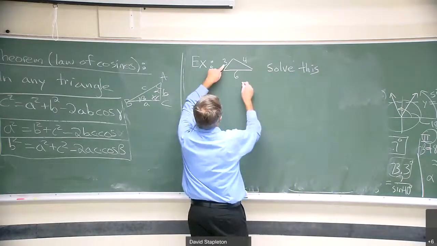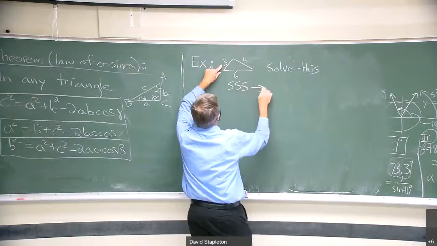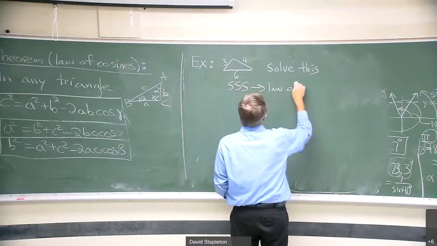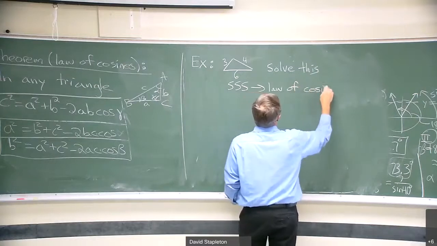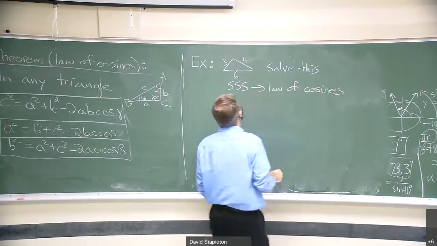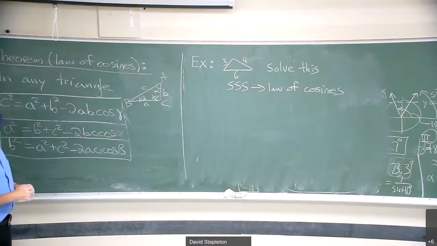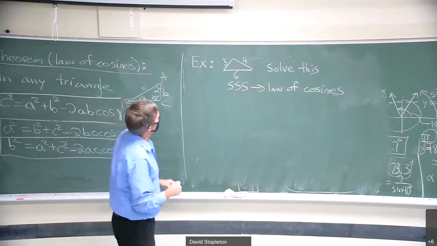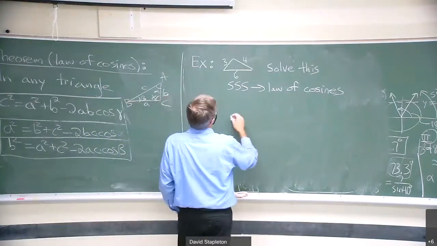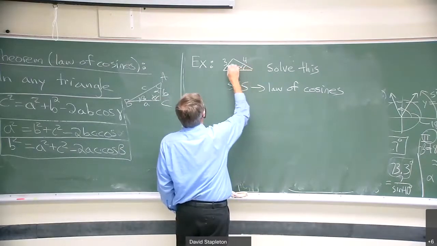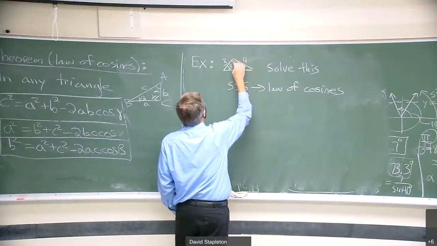You look at it and say, oh, this is side, side, side data. This time I'm going to use the law of cosines. So side, side, side, and side angle side use the law of cosines. Everything else is the law of sines. Cosines will make this easy. What I'll do is I'll call this alpha, call this beta, I think that's what it is, and call this one gamma.